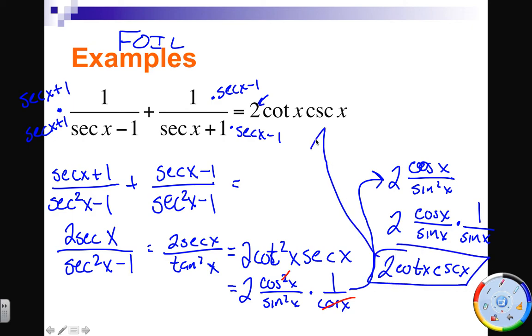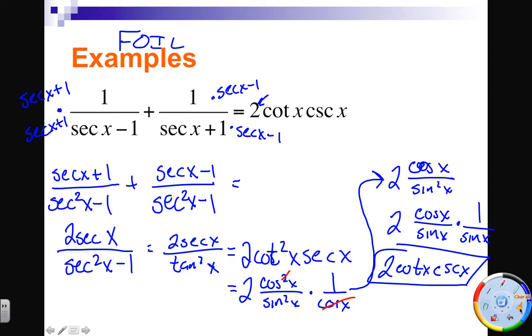Holy cow, we got what we wanted. We have now just proved this identity. Okay, so notice we combined fractions, we did some simplifying, used our basic identities, and got down to the final answer.